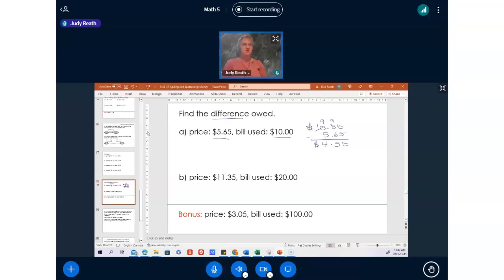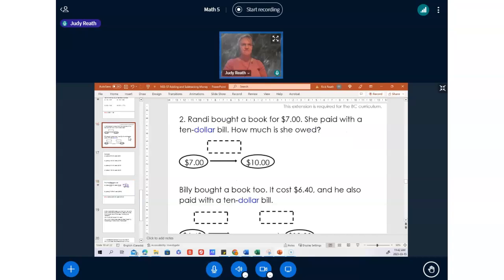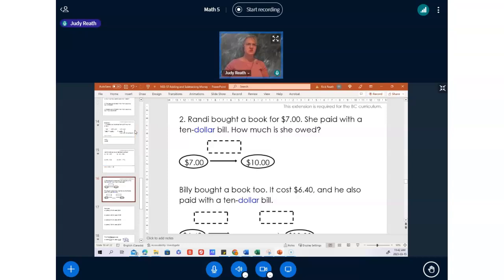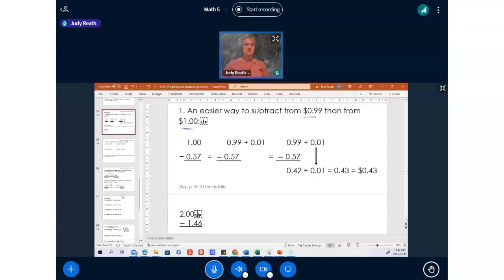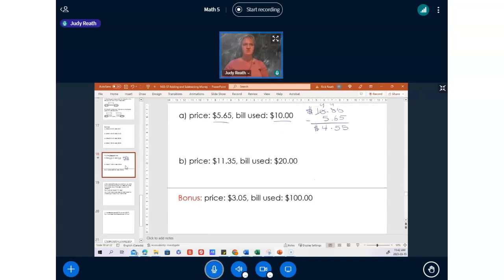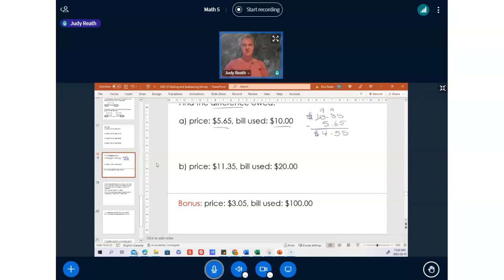They will show you a different way. I can't remember if this is in the book or not, but somewhere here they showed you an easier way to subtract from 99 cents rather than $1. But I think that that's more confusing at this point. So since you know how to borrow, then just go with the borrowing and do it that way. And that will make as much sense as anything.